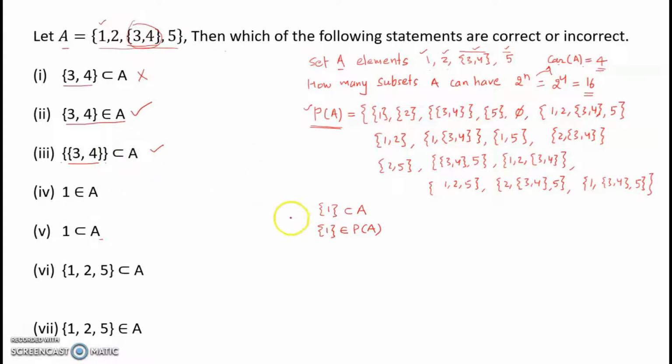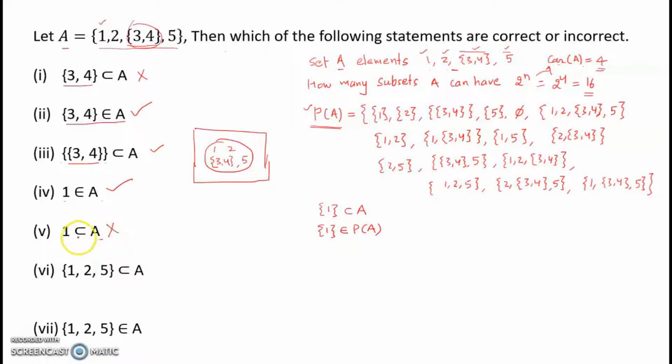Look at this once again. I'll try to draw a Venn diagram here. This is how A looks like: 1, 2, 3, 4, and 5. 3, 4 is definitely a subset of A. There's no problem in it, so it's a correct statement. When I see the fourth statement, 1 belongs to A. Yes, 1 is an element of A, I have already written it here. 1 belongs to A. But 1 is a subset of A, I think you can clearly figure it out, is an incorrect statement.